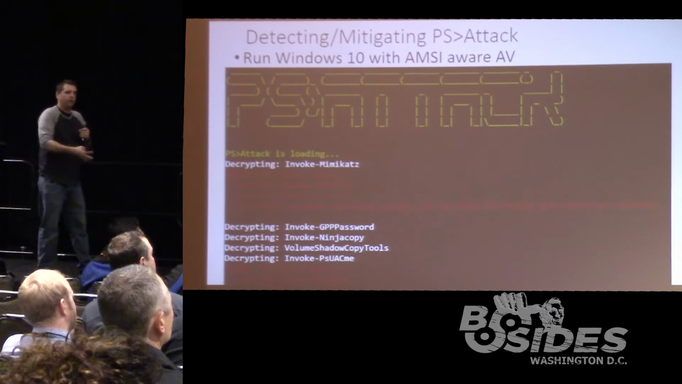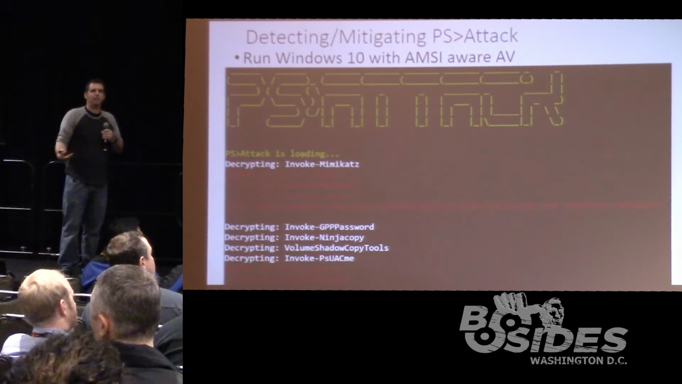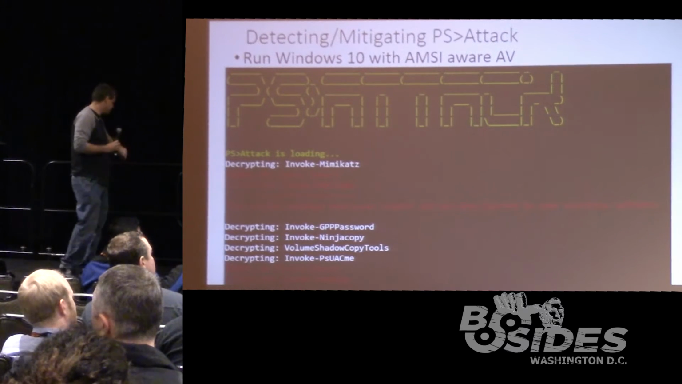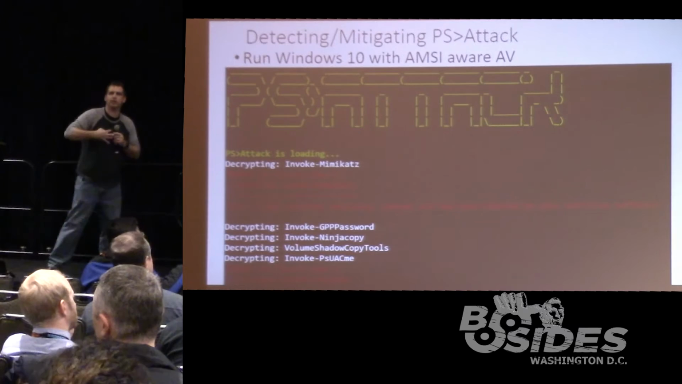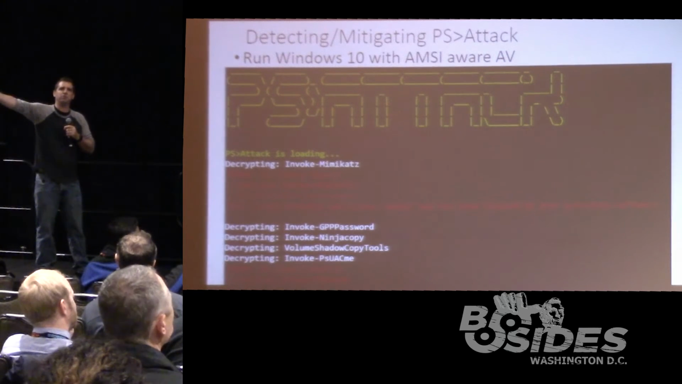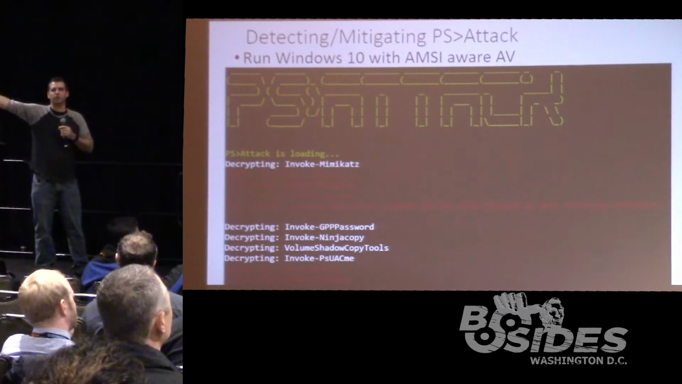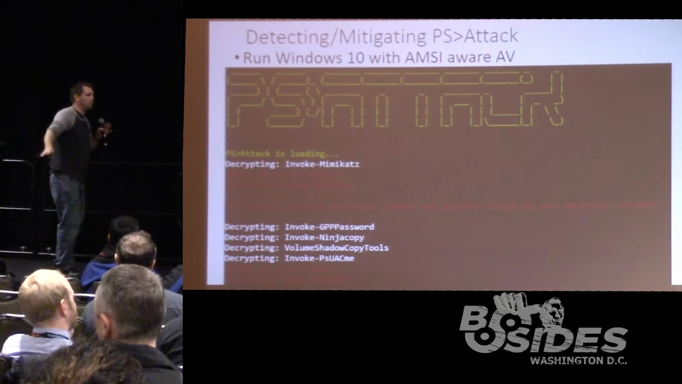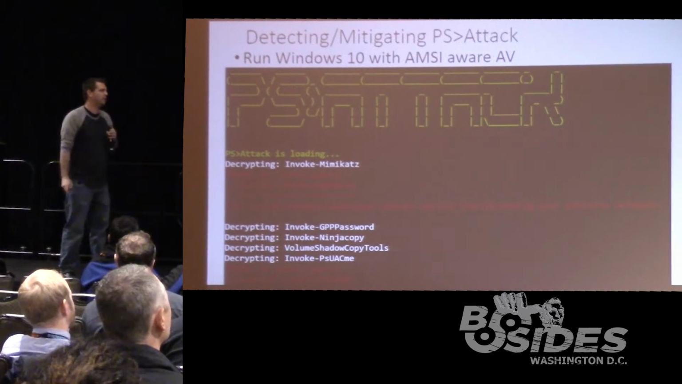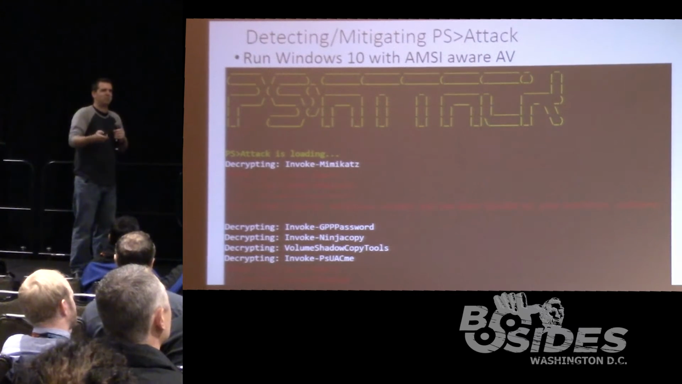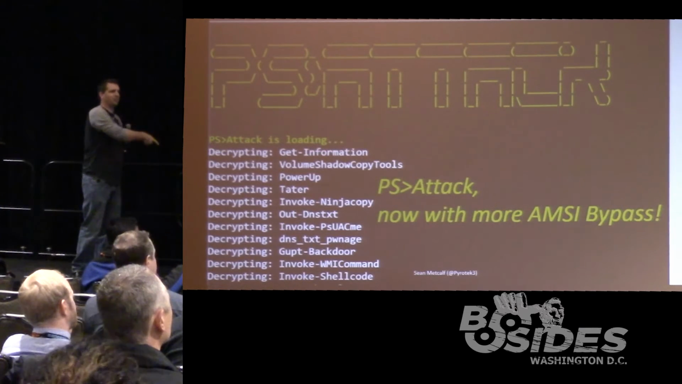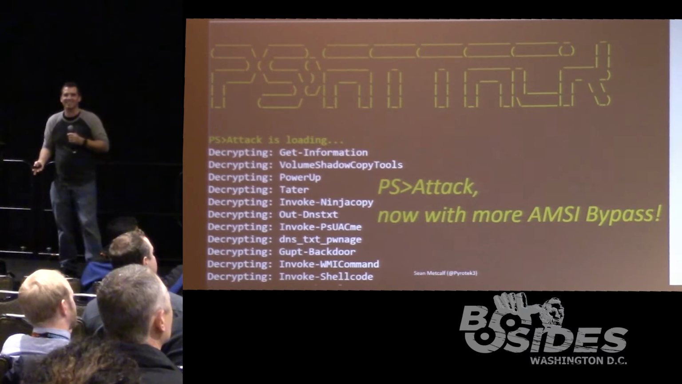So we can run Windows 10 with an AMSI-aware AV like Defender. And when we do that, what do we get? It doesn't work. When it's trying to load those modules and decrypt them and put them into memory, AMSI kicks it over to Defender, and Defender goes, no, that is not good code. We're not going to run that. Except remember I said Matt Graeber tweeted out a bypass, and then Jared went ahead and integrated it into PS attack. So now it works again.